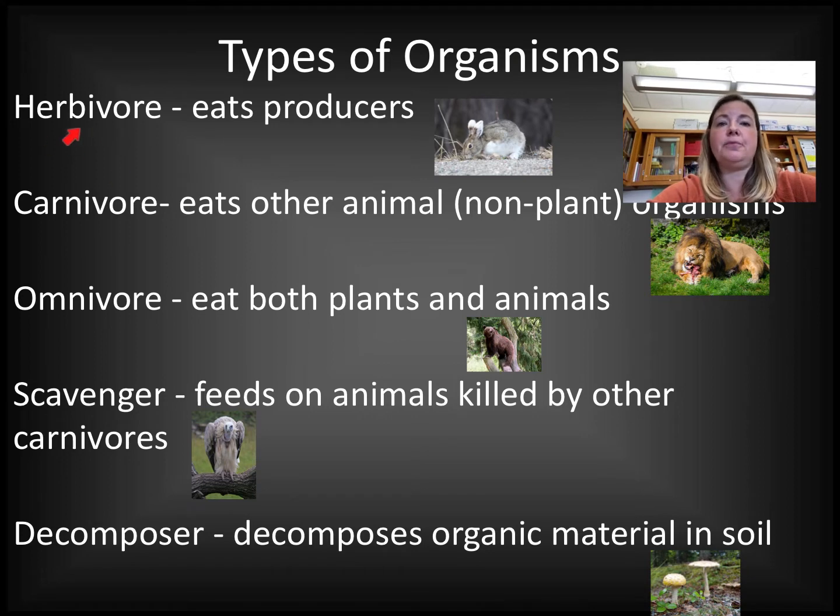Herbivores are going to eat the producers, so they're going to eat plant material. Carnivores are going to eat other animals that are non-plant organisms. Omnivores will eat both plants and animals. Scavengers are going to feed on animals that are killed by the other carnivores. Examples of those include vultures and hyenas. A decomposer is going to decompose the organic material in the soil. Organisms that do that include earthworms, as well as fungus, like the mushroom seen in this image here.